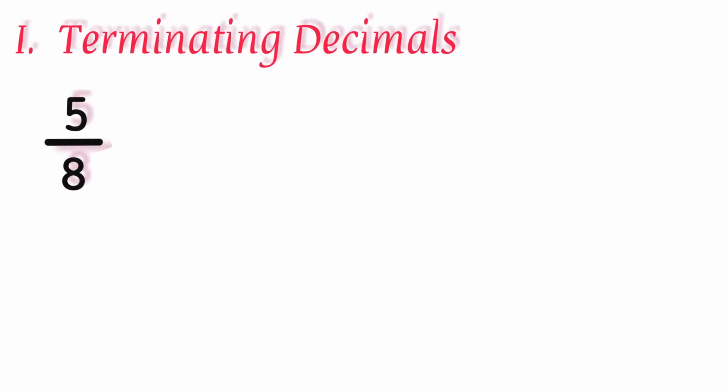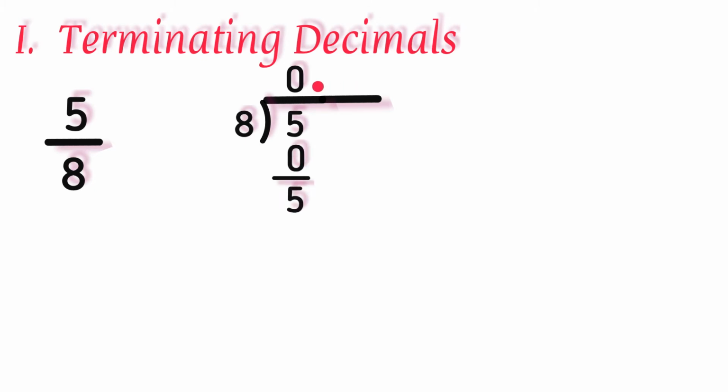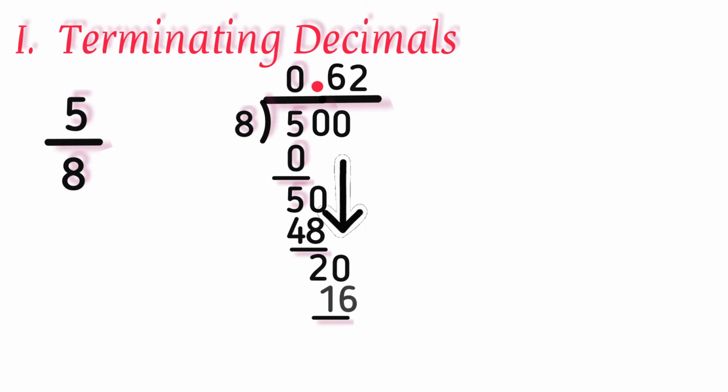Let us convert 5 upon 8 into its decimal form using long division method. Divide the numerator with the denominator. You get 5 as the remainder. Put a decimal in the quotient and bring down a 0. Now divide 50 by 8. Continue this process until you get 0 as the remainder.